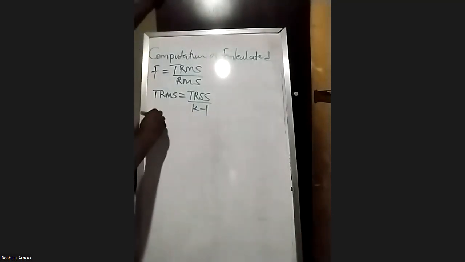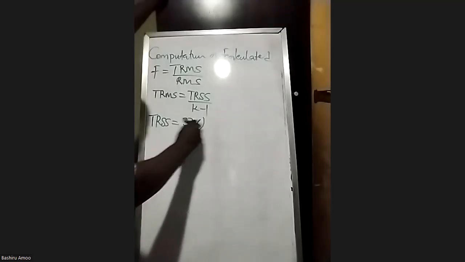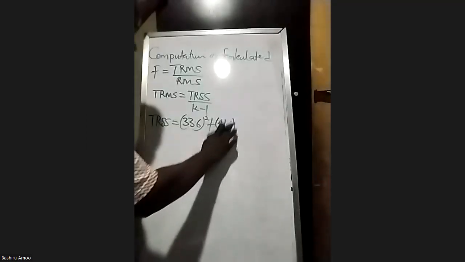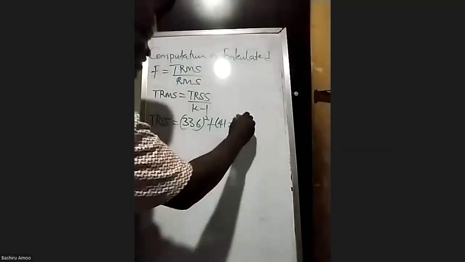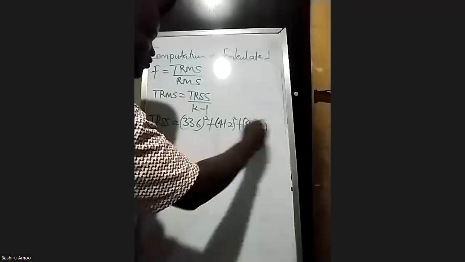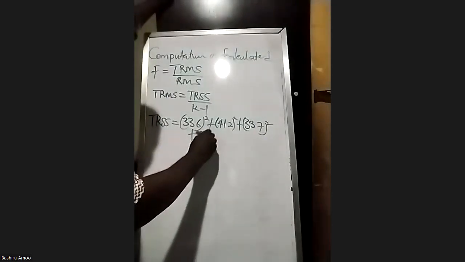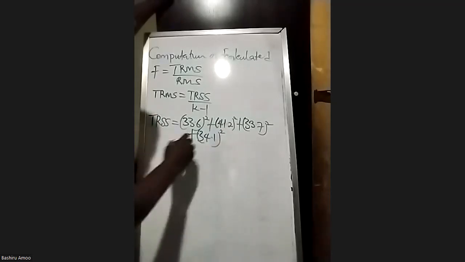So we can now say that treatment sum of square will be equal to the total of the first treatment, which is 33.6 squared, plus the second one, which is 41.2 squared, plus the third treatment total, 33.7 squared, right? Plus 34.1 squared, right? All over.